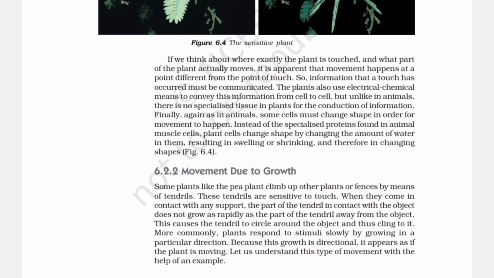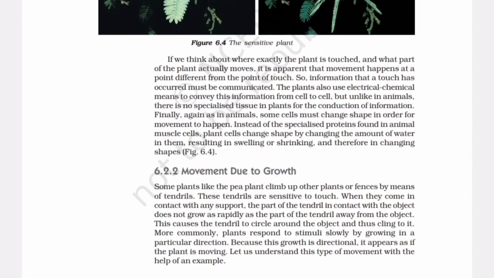Finally, again as in animals, some cells must change shape in order for movement to happen. Instead of the specialized proteins found in animal muscle cells, plant cells change shape by changing the amount of water in them, resulting in swelling or shrinking, and therefore in changing shapes. Figure 6.4. Movement due to growth.